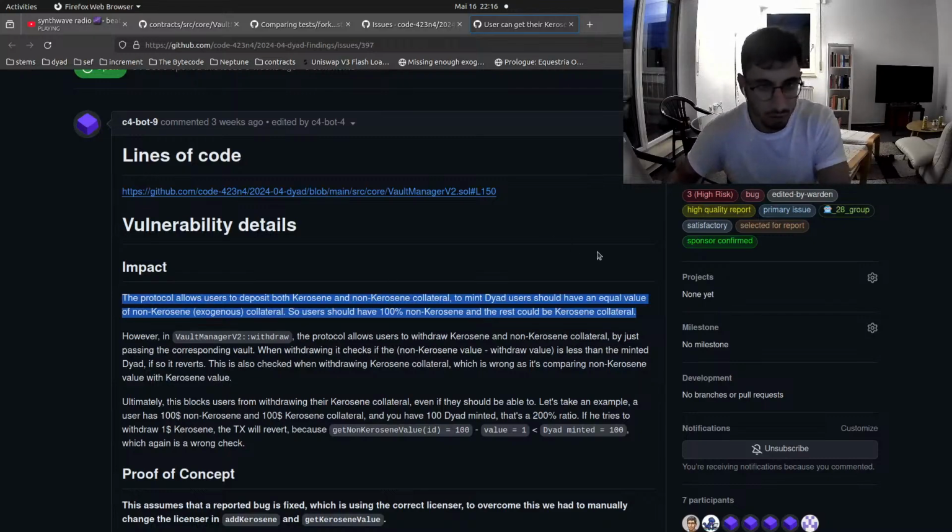The protocol allows users to deposit kerosene and non-kerosene collateral. To mint DYAD, users should have an equal value of non-kerosene exogenous collateral. So you should have 100% non-kerosene.